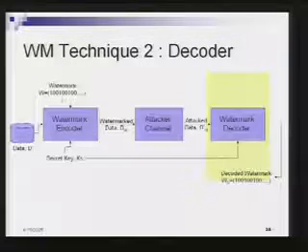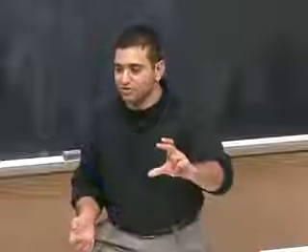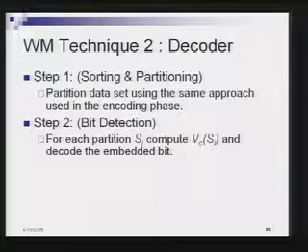Let's talk about the decoder. Very symmetric. What do we do in the decoder? We sort and partition the same way, right? Because we have sorted and partitioned to find the partitions, we do the same thing. So partition the data set using the same approach used in the encoding phase. And then bit detection. What we do is we look at the violating set. We compute V of C, which is the number of points to the right of the reference. And accordingly, we decide, is it a 1 or a 0, right?